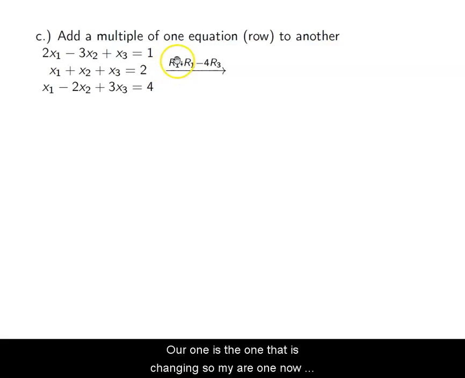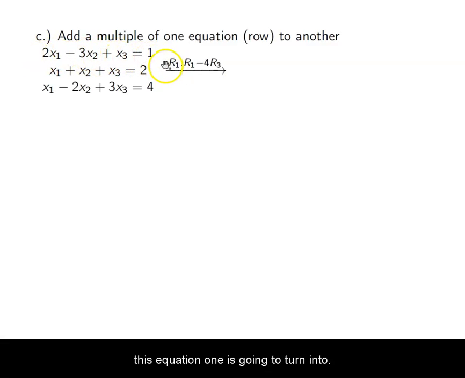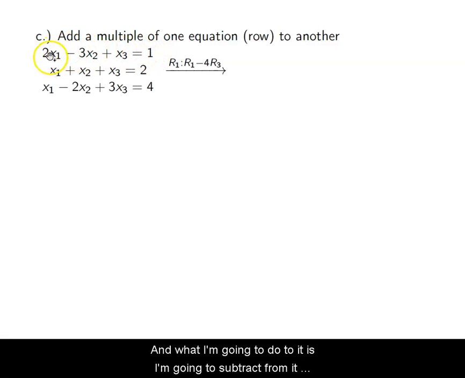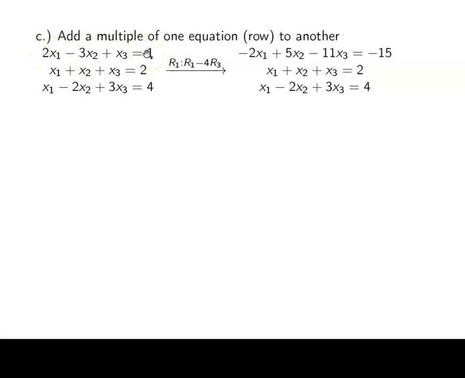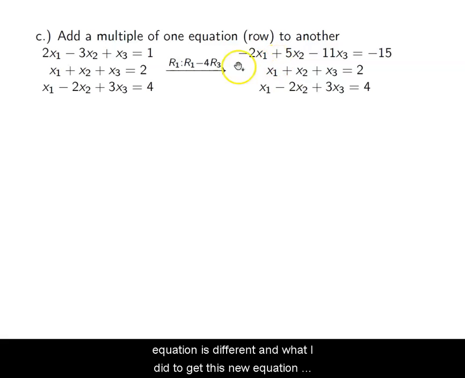R1 is the one that is changing. So my R1, this equation 1, is going to turn into itself, and what I'm going to do to it is subtract from it 4 times the last equation. The second equation will remain the same, the last equation will remain the same, but in my new set of equations, the first equation will be changed. So 2 and 3 stay the same, but my first equation is different.